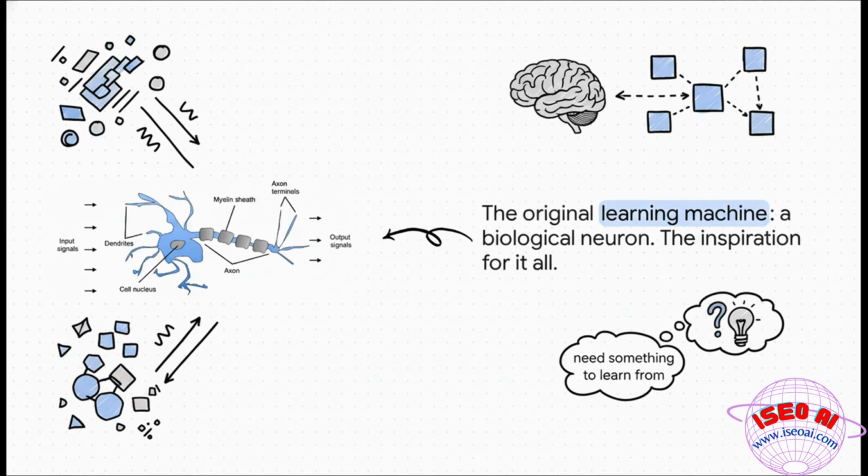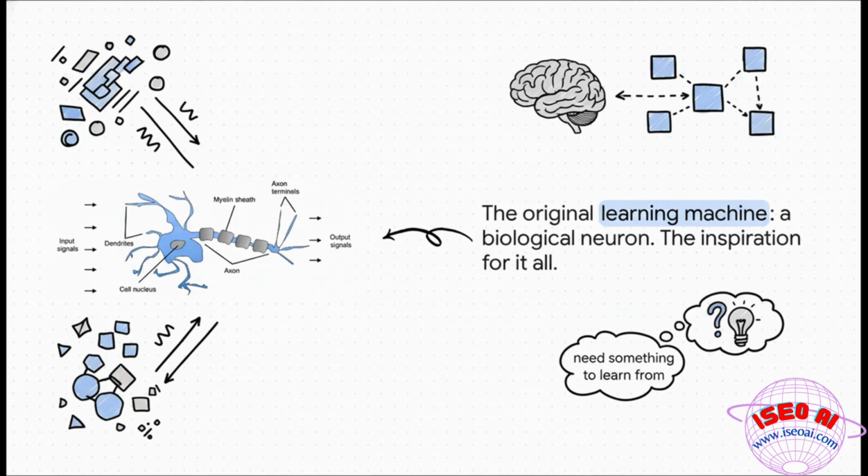And it all starts right here. You see, a lot of machine learning is basically trying to copy the most powerful learning machine we know of, the human brain. This little guy, a biological neuron, takes in signals, processes them, and then decides whether to send a signal out. The artificial neurons inside our computers are trying to do the exact same thing.